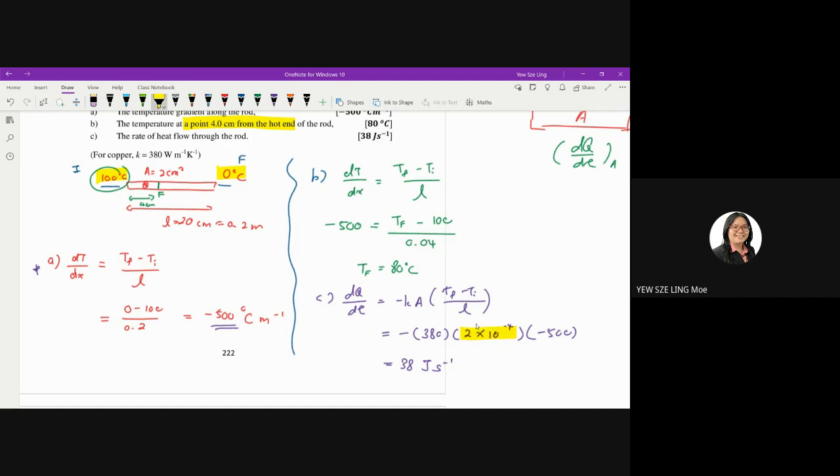Now I give you 2 minutes to write it down. Okay, 2 minutes untuk anda catat jawapan ini. So make sure to take notes, especially question B. Okay, question B, the negative 500. Now because it is in a steady state, every point along the rod has the same dT over dx. Okay, they have the same dT over dx. So 2 minutes for you to write it down before I proceed to the next question.